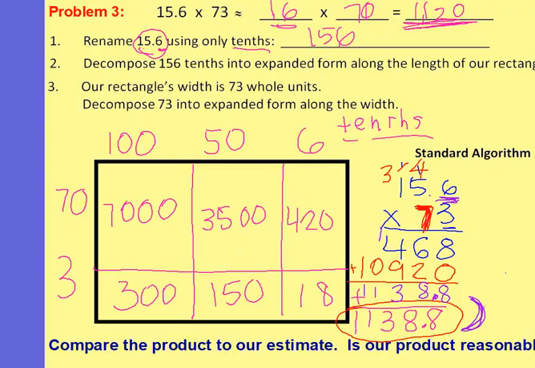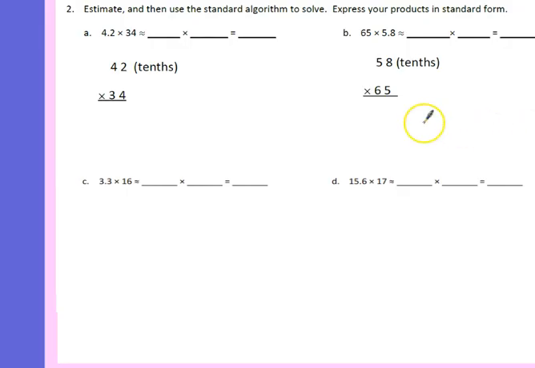We can move on. These problems are asking us to answer in standard algorithm, and they set it up for us. 4 and 2/10 times 34. They do want us to estimate first, so we'll round that 4 and 2/10 to 4. 34, let's just leave it at 34 since we have such a small number.